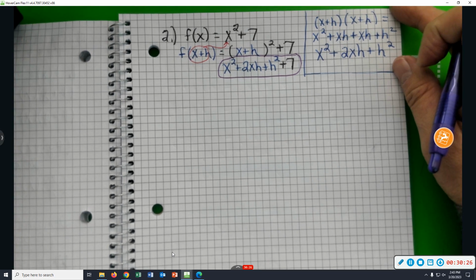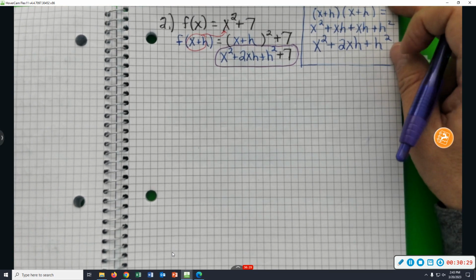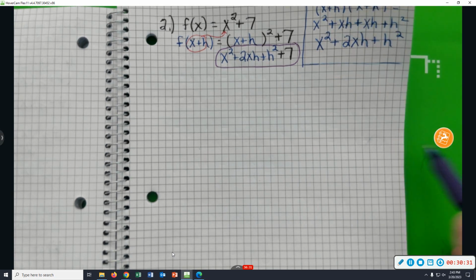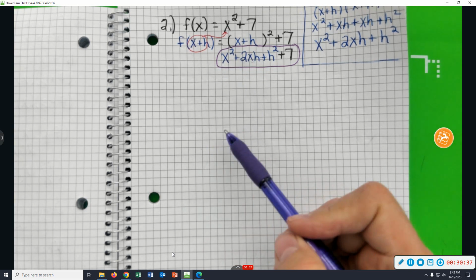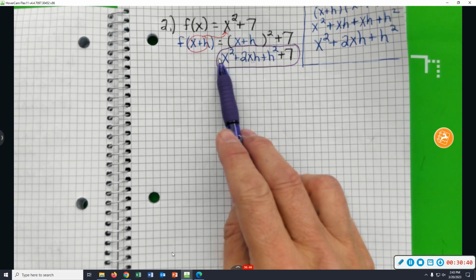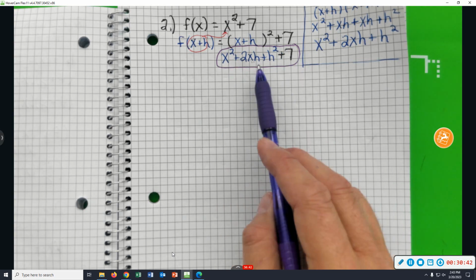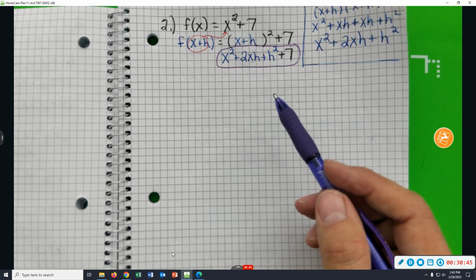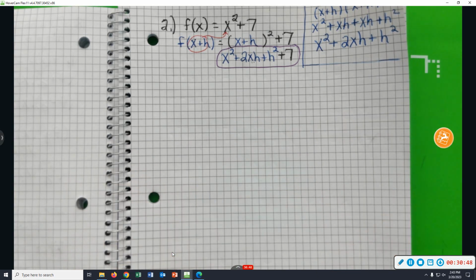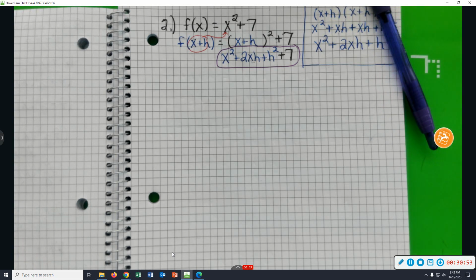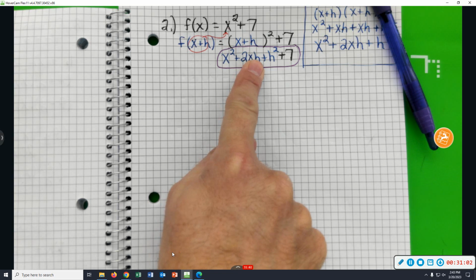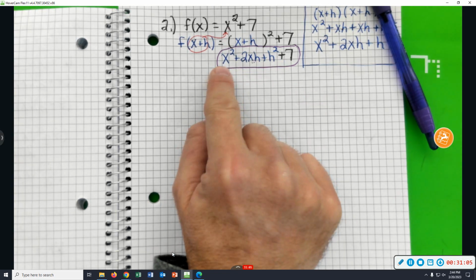So you just tack on the plus 7. I do have the x's in descending order, x squared and then x. If you want to put the terms in a different order, that's fine. This is one of the things that doesn't matter at all how you write it, the order. Since there's two variables, at least the x's are descending. The h's are ascending, aren't they? But the x's are descending.